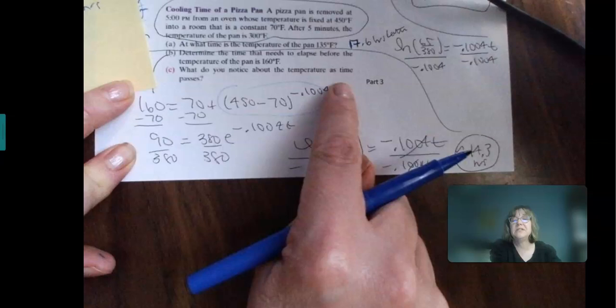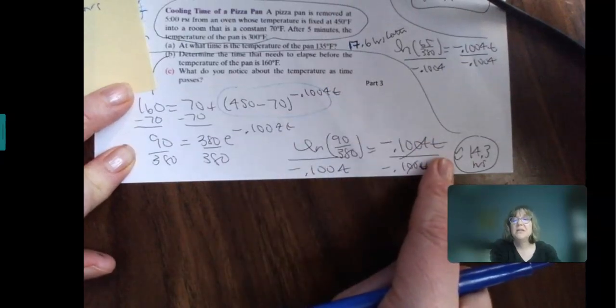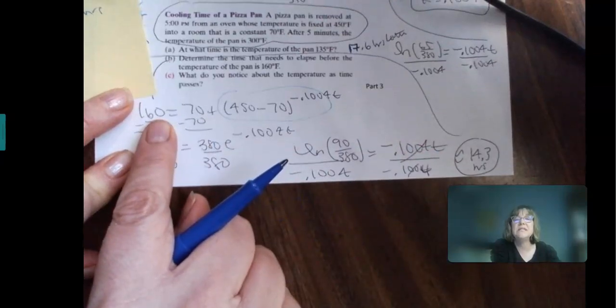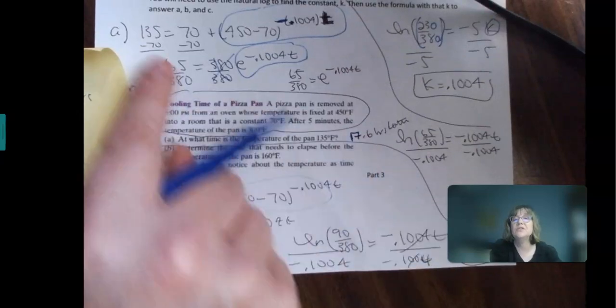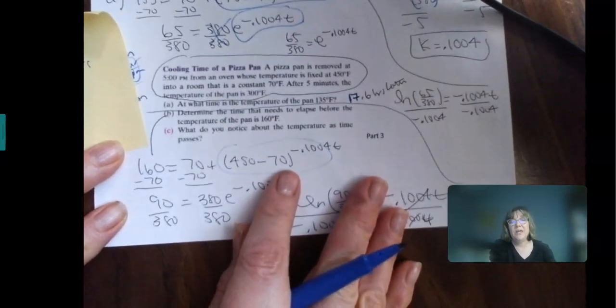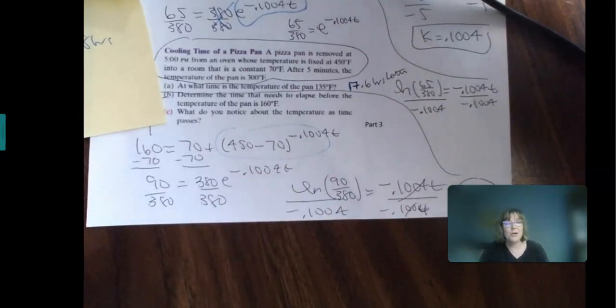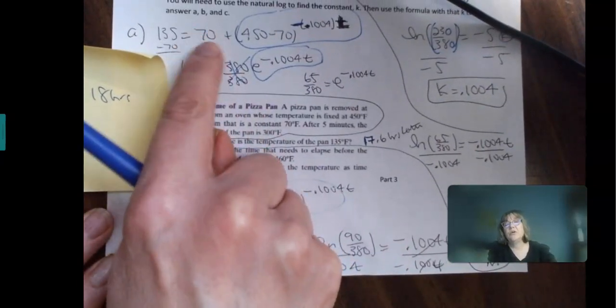What do you notice about the temperature as time passes? Okay, so this was what? After 14 hours, it was about what? 160. And then after 17.6 hours was at 135. So if you've ever drank a hot beverage like coffee or you had soup or whatever, over time, it is going to have the limit of going to room temperature, right? So eventually this thing is going to go closer.